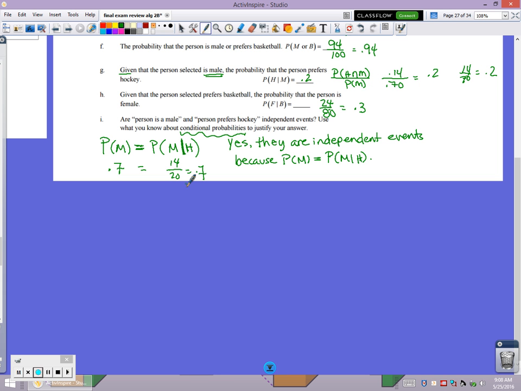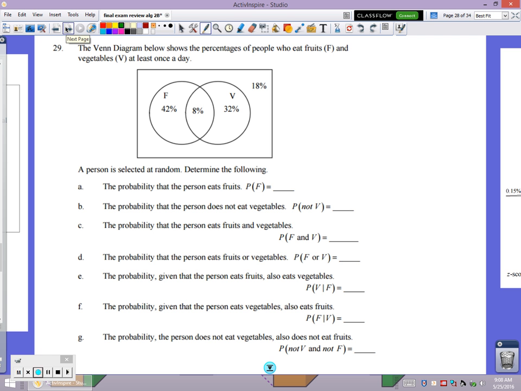All right, wonderful. Great. Now we're going to look at a Venn diagram. The Venn diagram below shows the percentages of people who eat fruit and vegetables at least once a day. Here we have fruit people, here we have vegetable people, here we have people that don't eat fruits or vegetables. A person is selected at random. Determine the following. The probability that a person eats fruit. What's the probability of F?